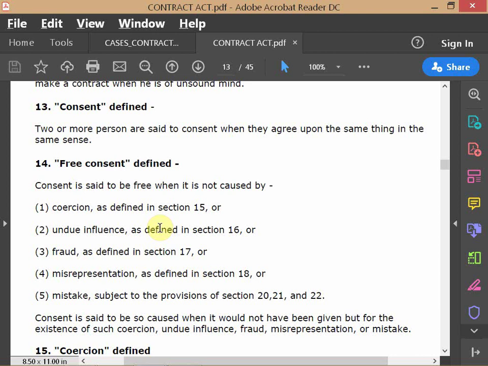Sir, for example, if the contract is changed and it is registered in front of the registrar, so after that, can these 5 filters be challenged?